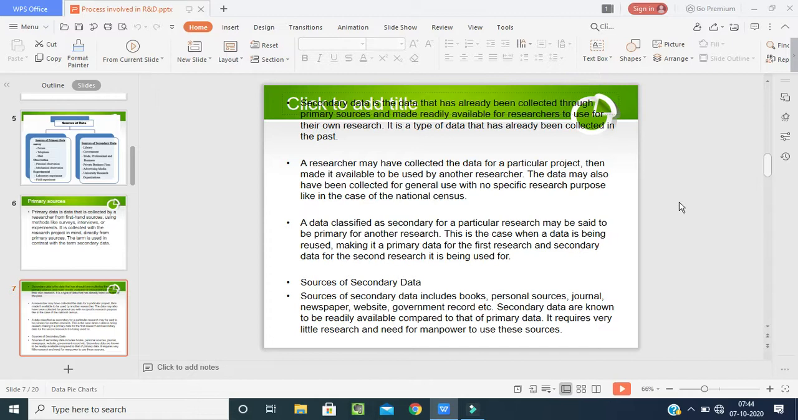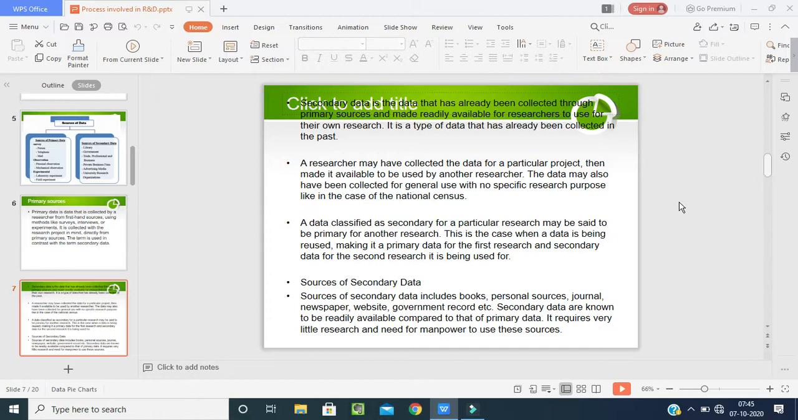This is the case when data is being reused, making it primary data for the first research and secondary data for the second research it is being used for. So what does it mean? If you are using the data in a specific field, that means for a specific research, it will become a primary source. If you are using the research for general purpose, general use, then it is going to be secondary data or a source of secondary data.